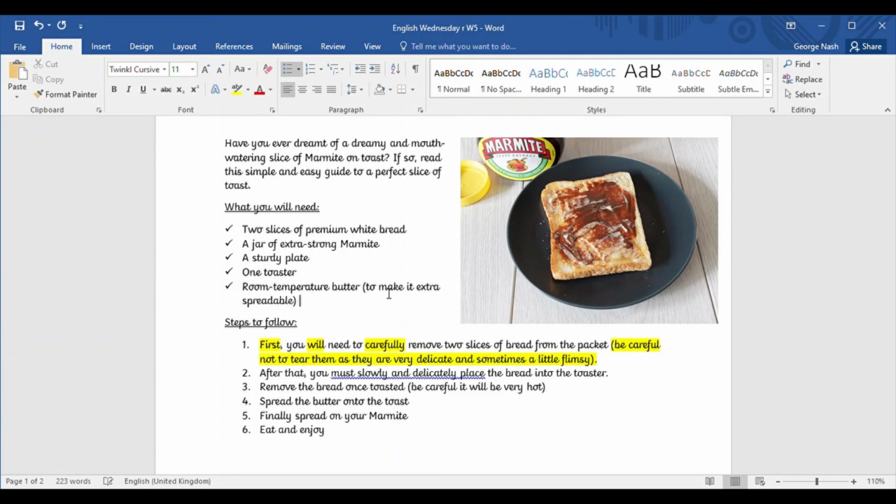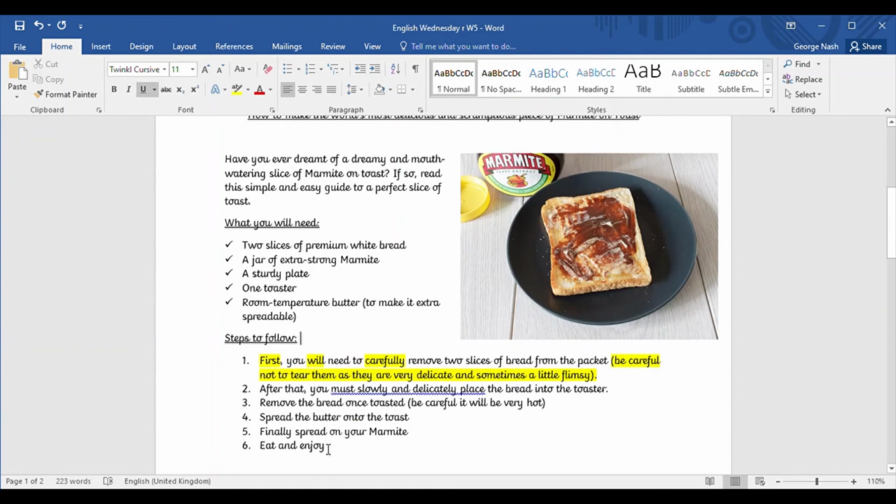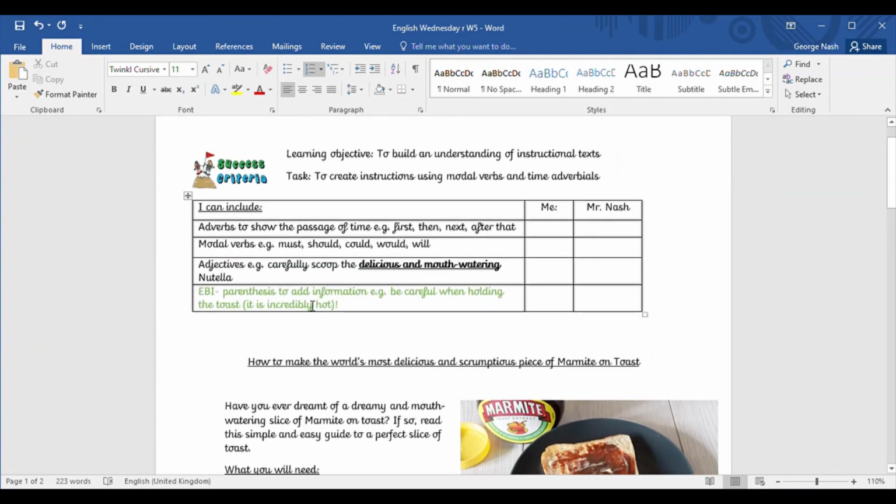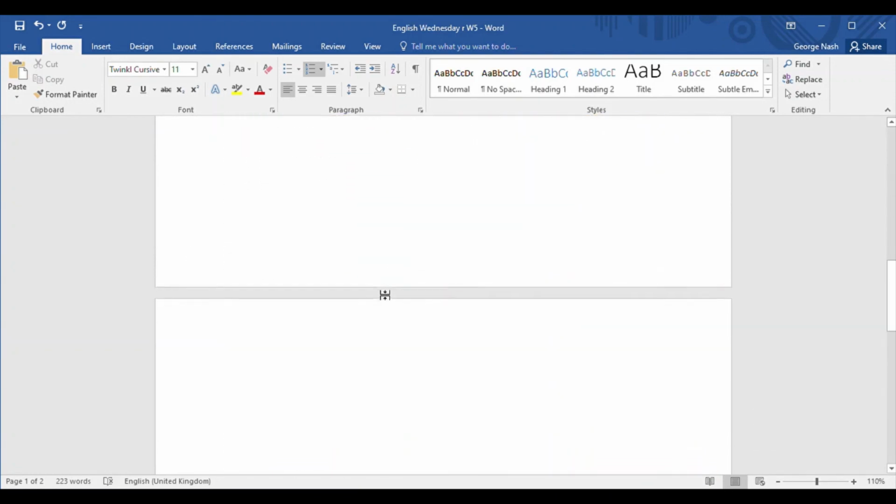Okay, now you need what you'll need, and you'll need steps to follow. Really put some good effort into this. As I always say, the more work you put in at the start of the week, the easier it will be when you then come to do your big writes. Okay, so these are my expectations. I don't want boring sentences like eat and enjoy. No thanks. Expand them. Adjectives, parentheses, okay, modal verbs, ly adverbs if you can use them, okay, which most of you can.